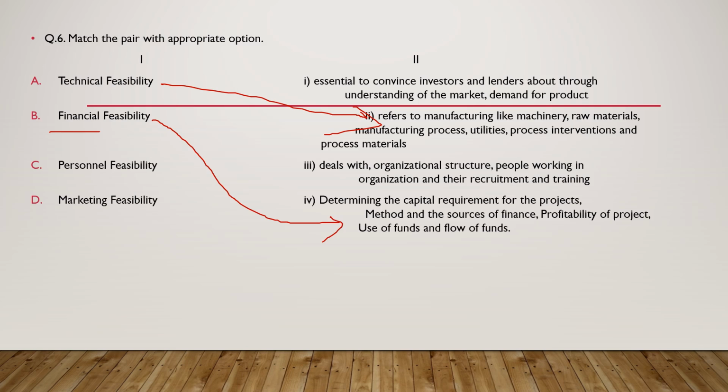requirement for the project. Personnel. Now personnel means human or labor, workers. So personnel will be related with the workers, employees, etc. So see, the third option deals with organizational structure, people working in the organization and their recruiting and training. So the third will be the option. And marketing feasibility, the last.